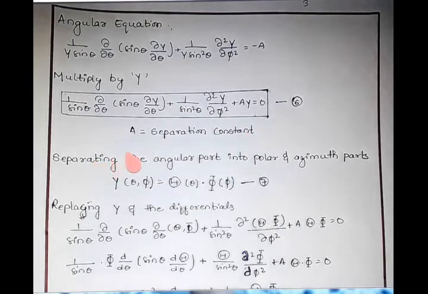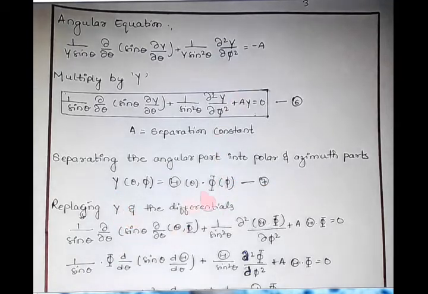Now, separating the angular part into polar and azimuth parts. We know that the angular part still contains the terms theta and phi, which depends on both. Therefore, we need another separation of variables. So we will replace Y, which depends on theta and phi, with a function of theta into a function of phi, which becomes equation number 7.